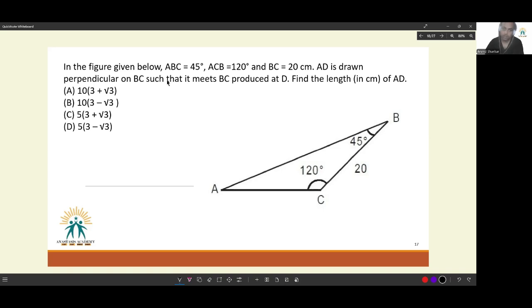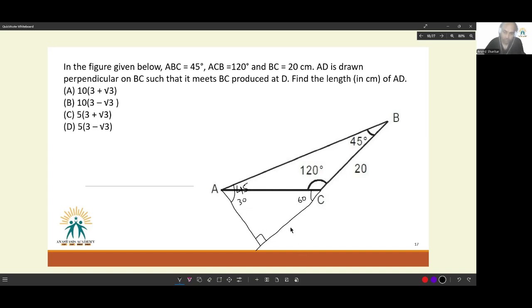AD is drawn perpendicular on BC, which means BC is produced to D. BC needs to be produced here and then AD drawn perpendicular. Okay. Find the length in centimeters of AD. No problem at all. Can you see if this is 45? This angle here will also be 45. But prior to that, this will be 60.